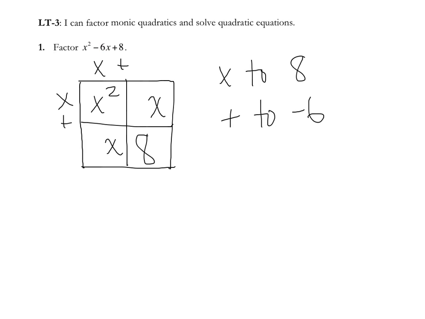So we want two numbers that multiply to make positive 8 and add to make negative 6. Two numbers that work are negative 2 and negative 4. Those multiply to make a positive 8 and they add to make a negative 6. So those are going to be the two numbers that go in front of our x's inside our multiplication box.